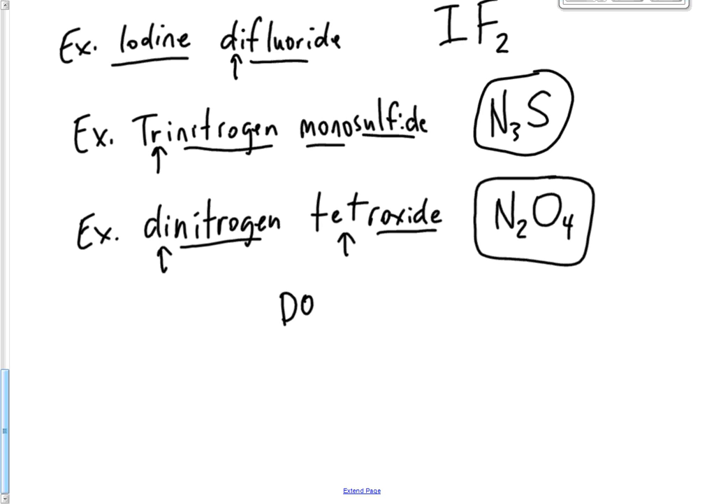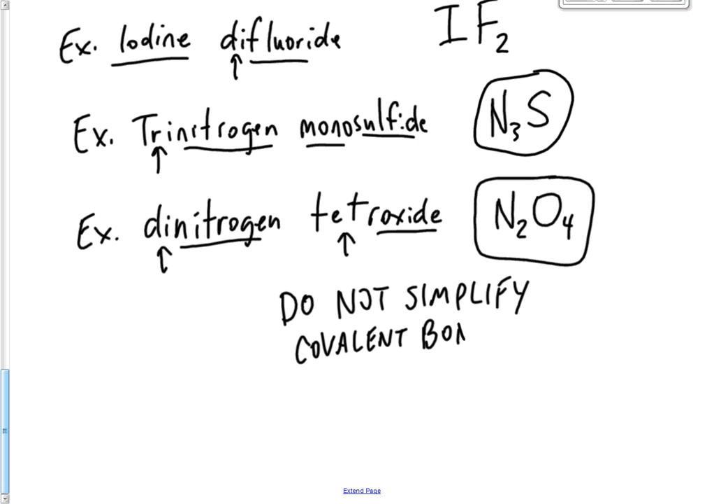Do not modify covalent bonds. There is no simplification. There is no crossing over. Covalent bonds, super, super easy. As long as you memorize the prefixes, you should be good to go. Okay, so that is naming covalent bonds.